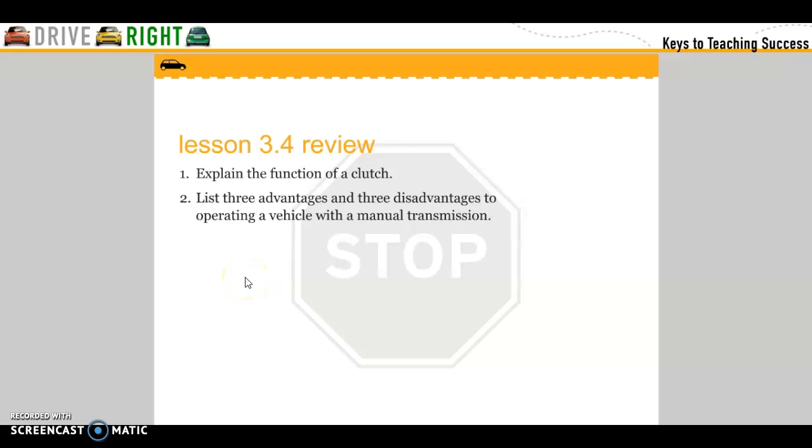Review. Explain the function of a clutch and list 3 advantages and 3 disadvantages to operating a vehicle with manual transmission.